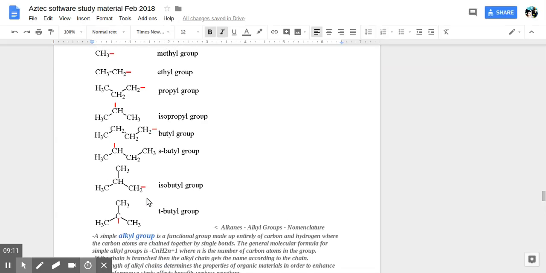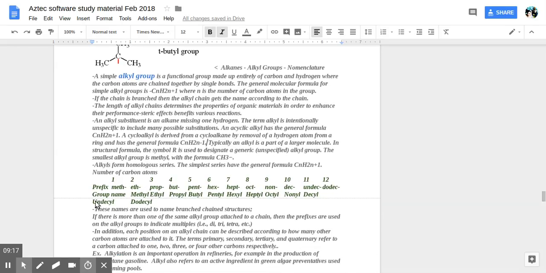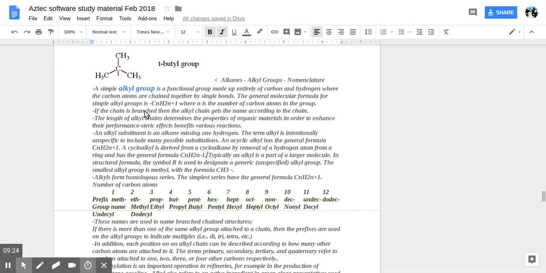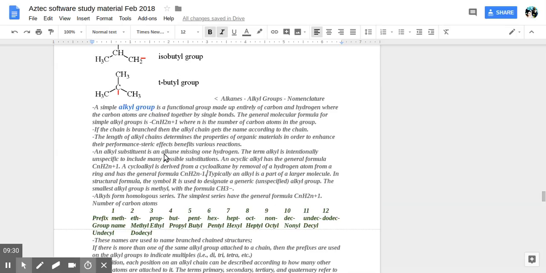So these are examples of the alkyl groups. A simple alkyl group is a functional group made up entirely of carbon and hydrogen, where the carbon atoms are chained together by single bonds. Its general formula, as we went over, is C to the N, H2 to the N plus 1, where N is the number of carbon atoms. If the chain is branched, the alkyl chain gets the name according to the chain. The length of alkyl chains determines the properties. An alkyl substituent is an alkane missing one hydrogen. The term alkyl is intentionally unspecific to include many different possibilities.